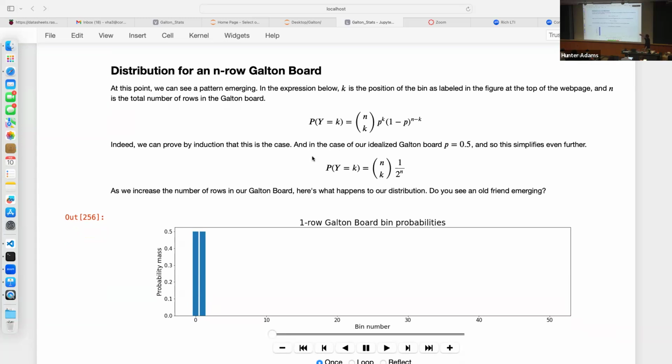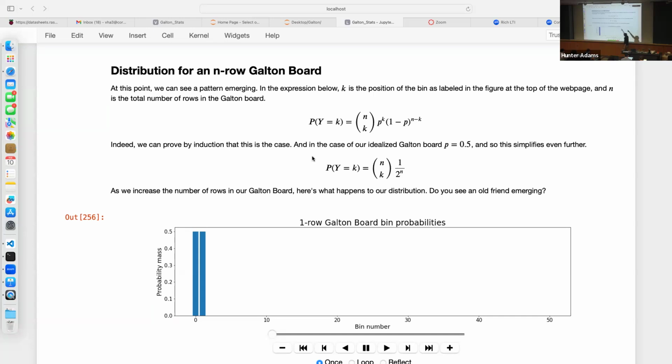And the associated reading for this lab, in fact, does prove by induction that that is indeed the case. So we've gone through 1 row, 2 row, 3 row Galton boards, identified a pattern. The pattern that we noticed is that, boy, these probabilities seem to be assuming a binomial distribution. And then we could prove by induction that that pattern holds for an n-row Galton board. I won't go through that proof by induction here, but it's in the reading if you'd like to take a look at it.